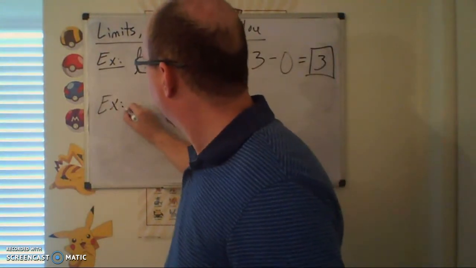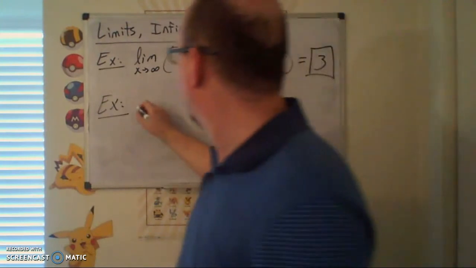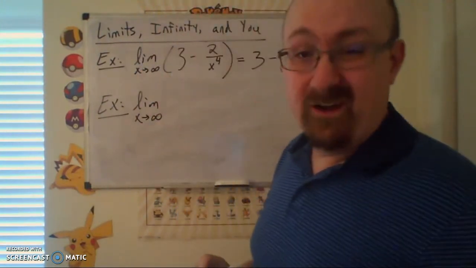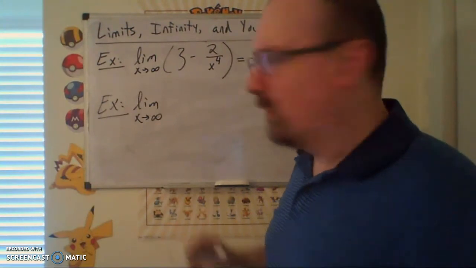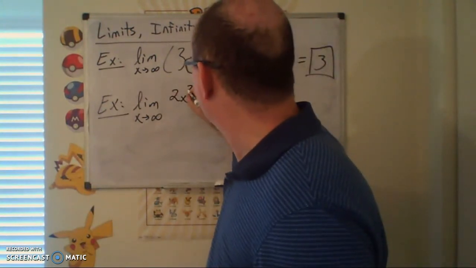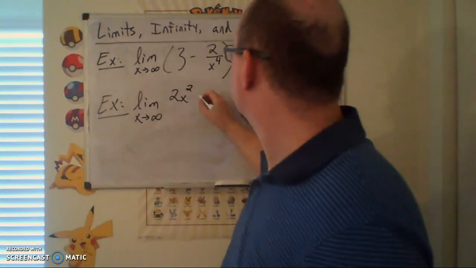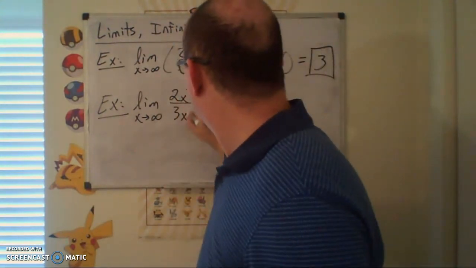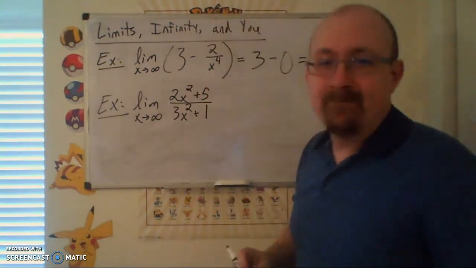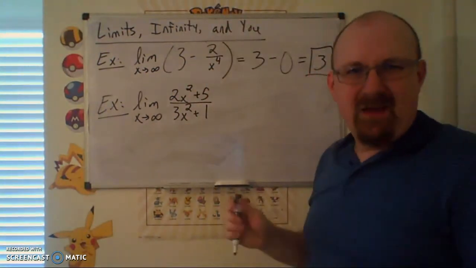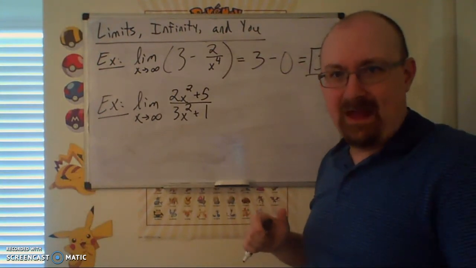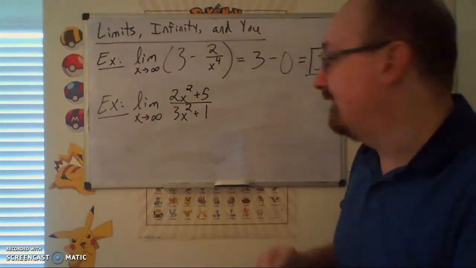All right, so that's one example. Let's take a look at the next one real quick. We have some variations on a rational function right here. If you notice the next 3 examples, if you don't look closely, you can't quite tell the difference between them. So we have 2x squared plus 5 over 3x squared plus 1. And once again, we're looking at what happens as our x coordinate runs off to infinity.